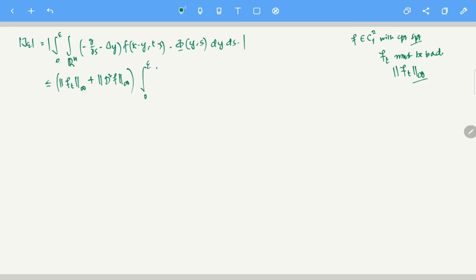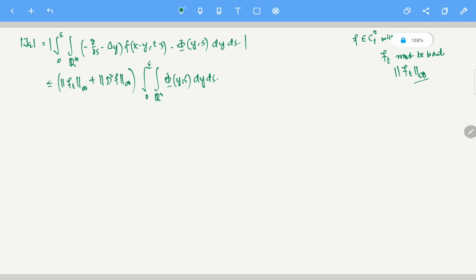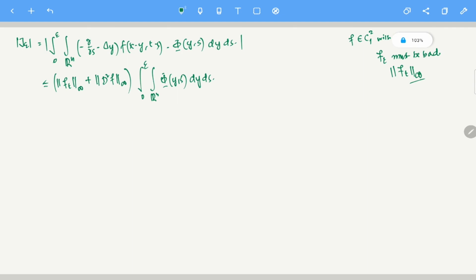Left is this integral from 0 to epsilon over Rn of capital phi of y, s, dy and ds. Okay, so that is your left out part. I hope this is fine. See, the integral of the whole thing is less than or equal to the integral from 0 to epsilon over Rn of the mod of this whole thing, right? Yeah, phi is positive, so mod of phi is basically phi.